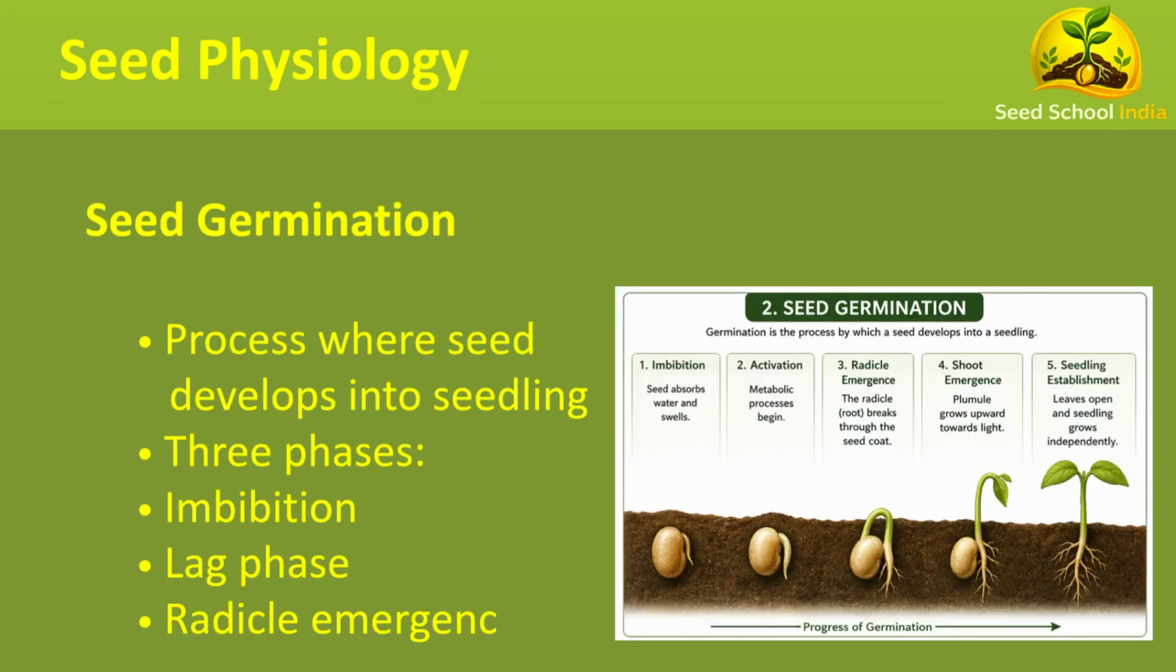Germination is the process by which a seed resumes growth and develops into a seedling. It begins with water absorption and ends with the emergence of the radicle, which becomes the root. This process involves complex metabolic and physiological changes inside the seed. This process is irreversible. Once germination starts, the seed must continue to grow or it will die.